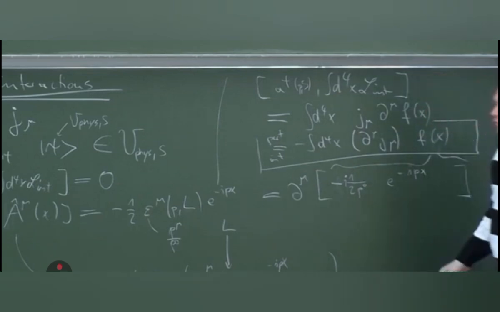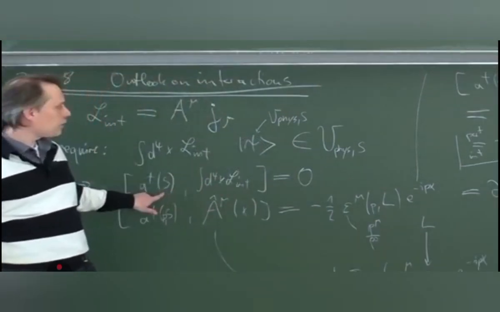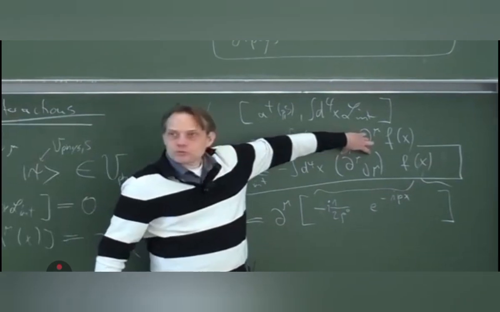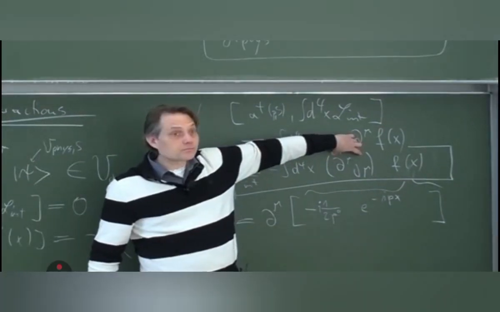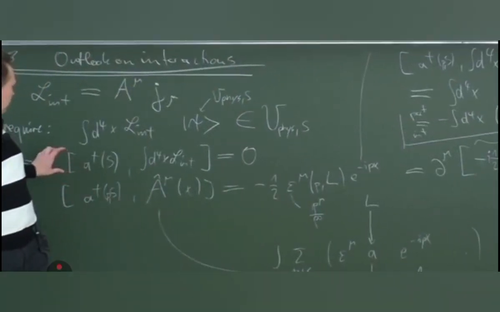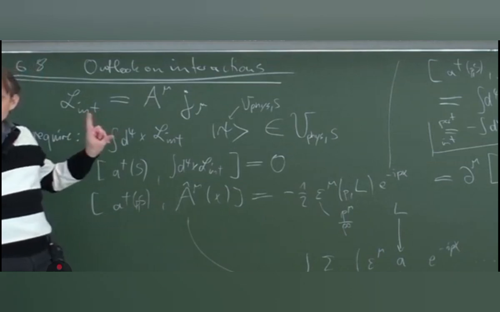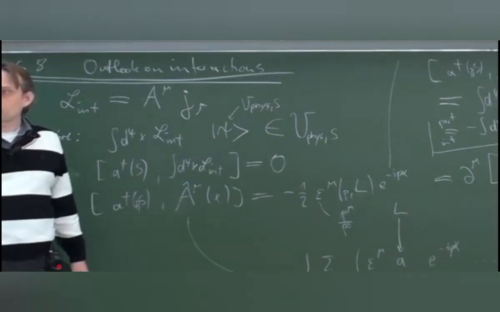And so therefore, lo and behold, what you see is that the commutator of your interaction term with a dagger of S gives rise to d mu of the current that you couple your field to. And what we wanted and what we actually needed was that this commutator vanishes. If that commutator vanishes, then the interactions are compatible with our quotient space structure.